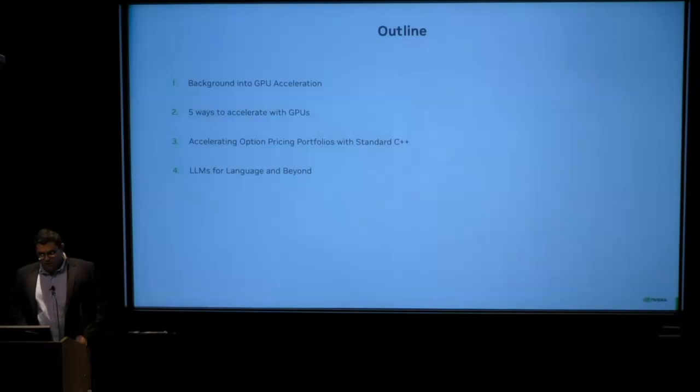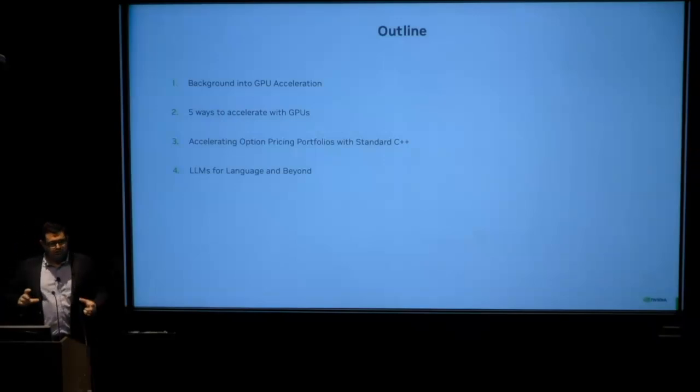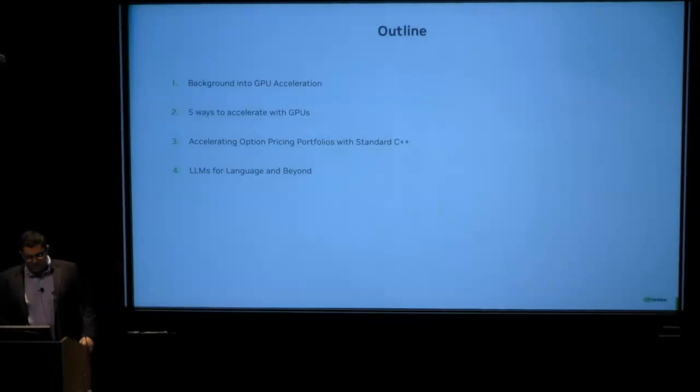And so the aim for today is to give some high-level background into GPU acceleration. Then we're going to discuss 5 ways to accelerate with GPUs. And then I'm going to actually dive into a real example on accelerating option pricing portfolios with standard C++ and show some of those tools there. And then, like I said, time permitting, we'll dive into some of my recent work using large language models.